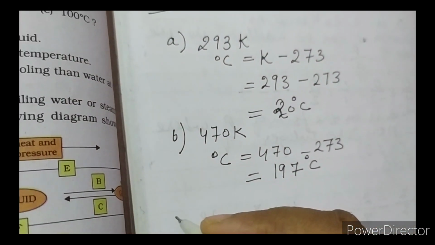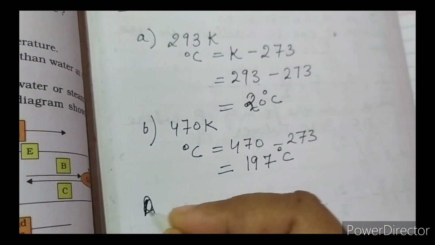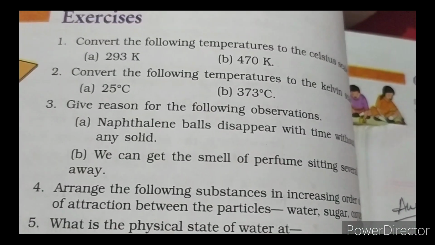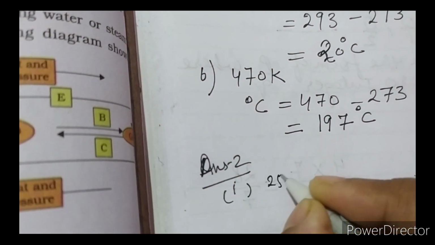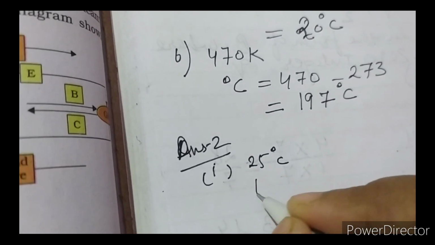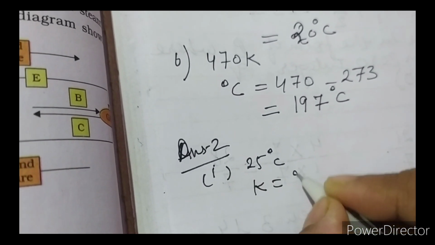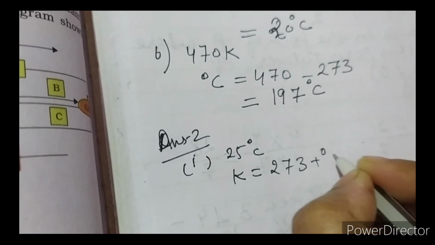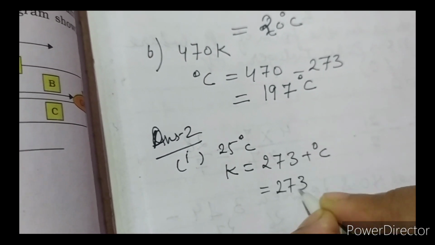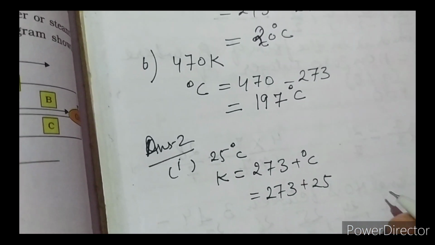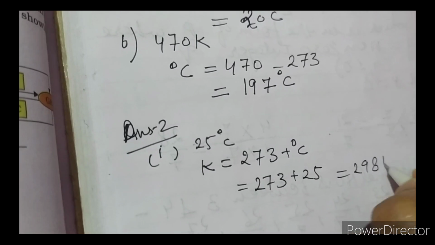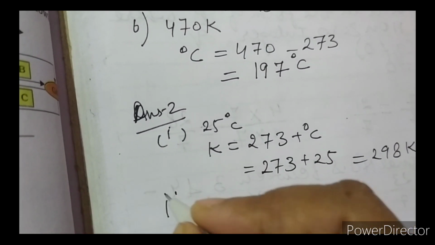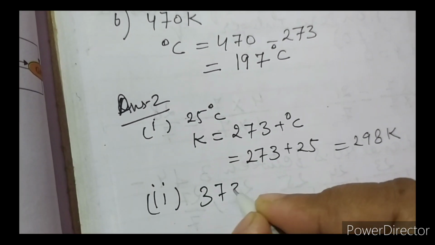Next is question number 2, or you can say answer number 2. In this we have to do the reverse, that is convert the following temperatures into Kelvin scale. So number first is given as 25 degrees Celsius, so we'll do it reverse. If we have to convert the temperature into Kelvin, we'll add 273 to degrees Celsius. So that will be equal to 273 plus 25, that will be equal to 298 Kelvin.